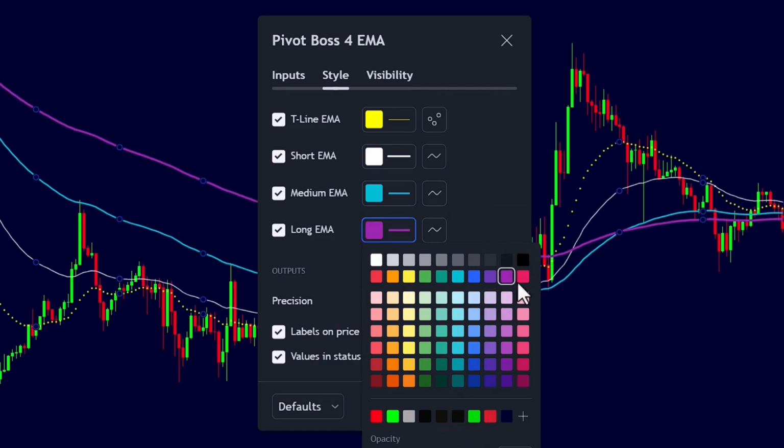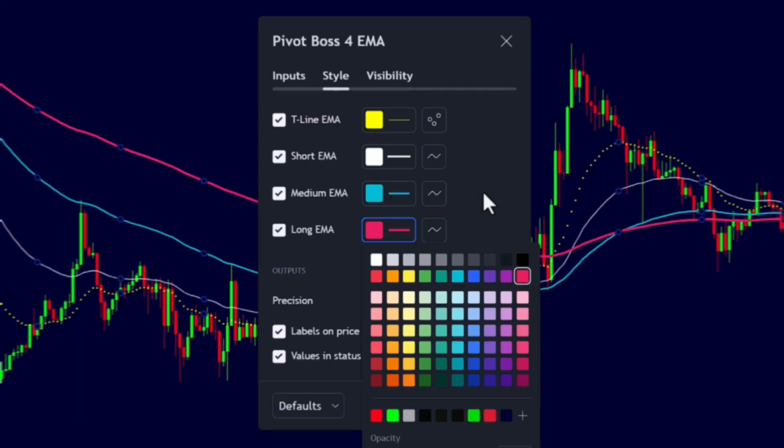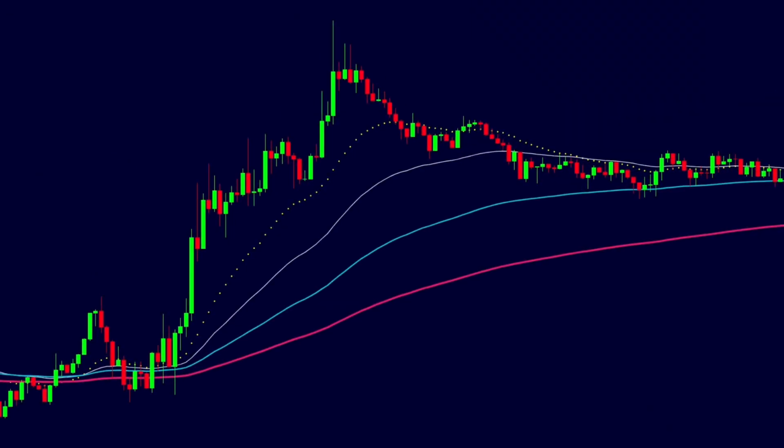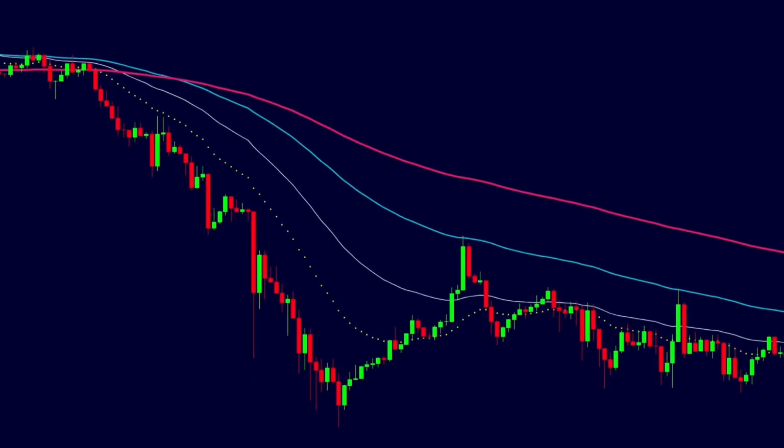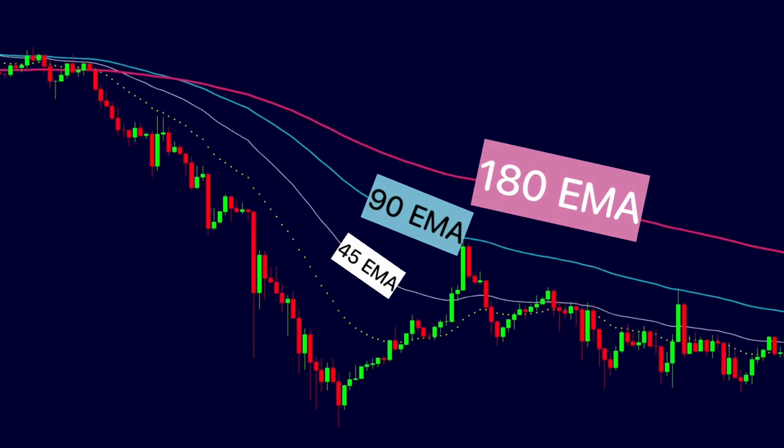Now that we've set up the indicator, let's break down how it works. The Pivot Boss 4 EMA indicator helps you identify trend direction and pinpoint the best entry points for your trades. Here's the key: when the 45 EMA is above the 90 EMA, and both are above the 180 EMA, with the price sitting above all three lines, this signals that the market is in an uptrend. Conversely, when the 45 EMA is below the 90 EMA, and both are below the 180 EMA, with the price sitting below all three lines, the market is in a downtrend.